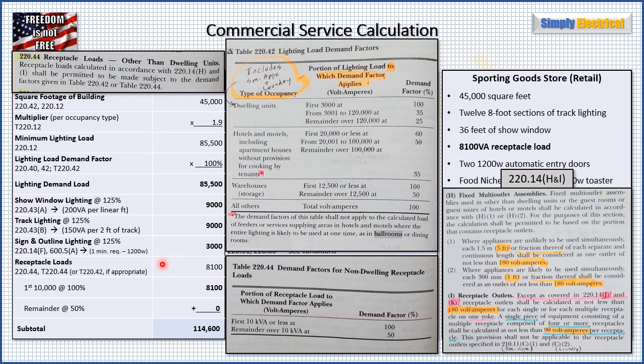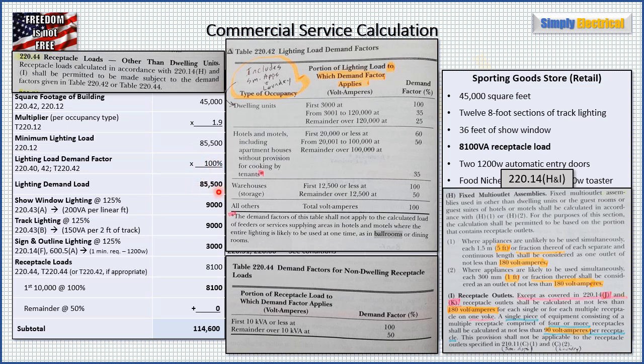So if we have 8100 VA, we can either apply that to this table or we can apply it to this table. So let's say we apply it to Table 220.42. In 220.42, this is our lighting load, and if we apply that 8100 to this number, that would take us back up here. Remember up here our minimum lighting load, and then we applied the 85,500 VA to our demand factor, which was 100%, so we didn't get any change up here. Well, now we'd be applying the 8100 to that 85,500, and then we take it all at 100% and we'd get a value here.